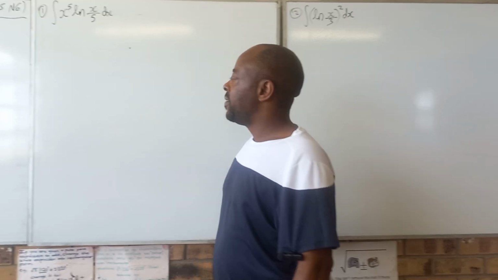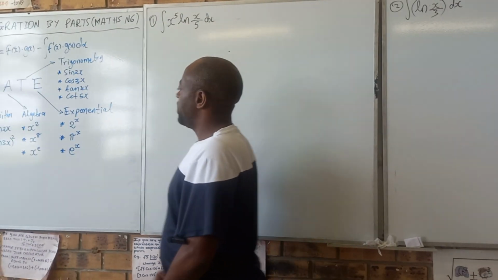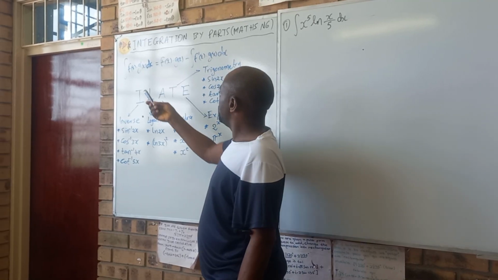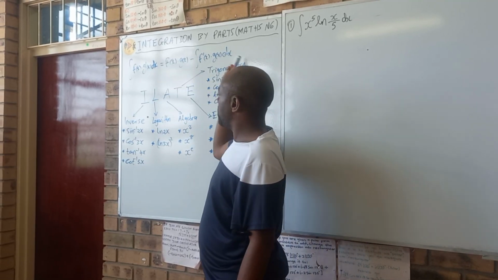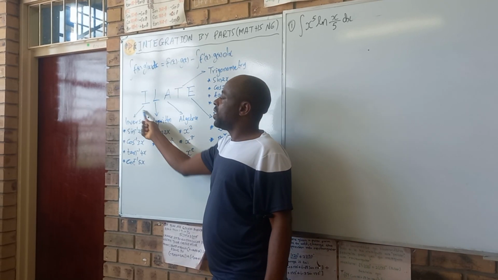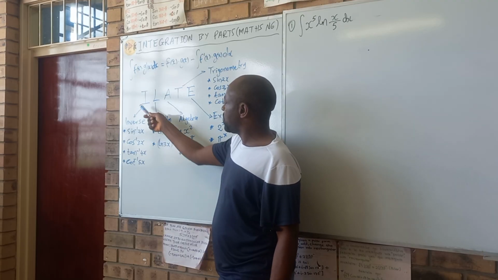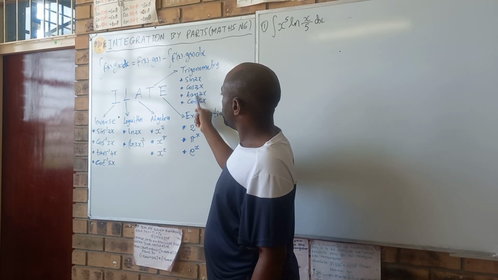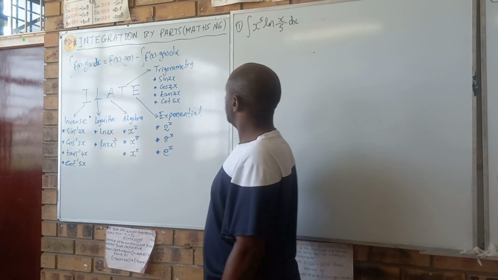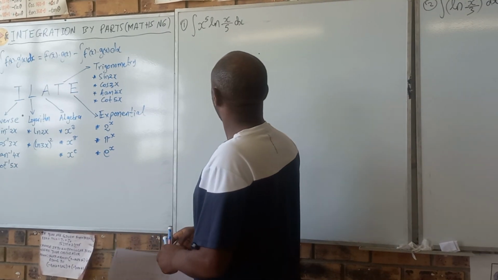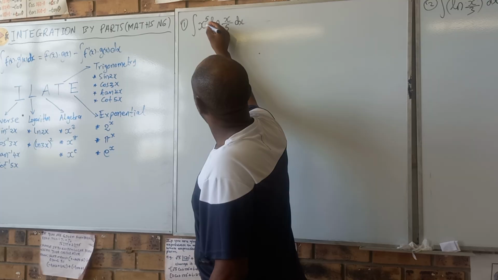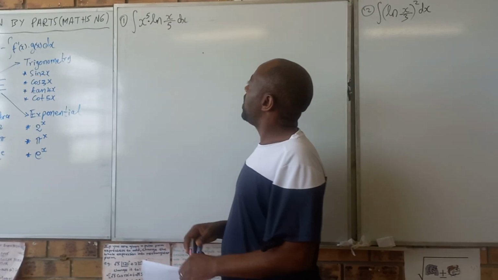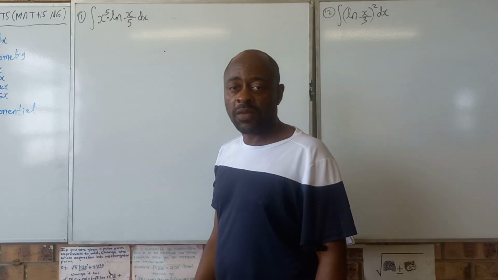Good day, guys. We continue with integration by parts for maths and 6. So that remains our formula, and we use that abbreviation to make our choices for inverse, logarithm, algebra, trigonometry, exponential. So our first target here is integrating x to the power 5 multiplied by ln 1 over 5x.